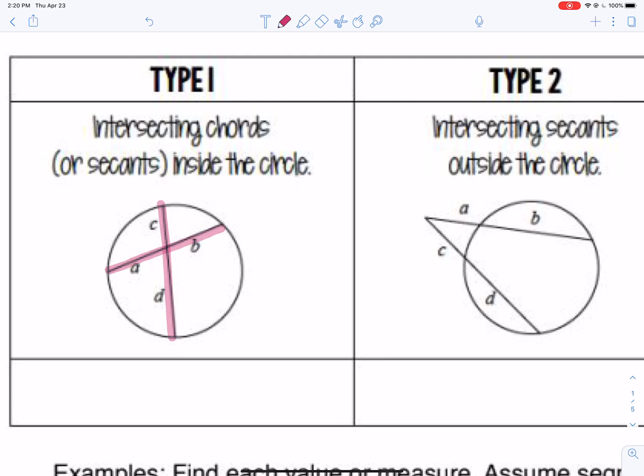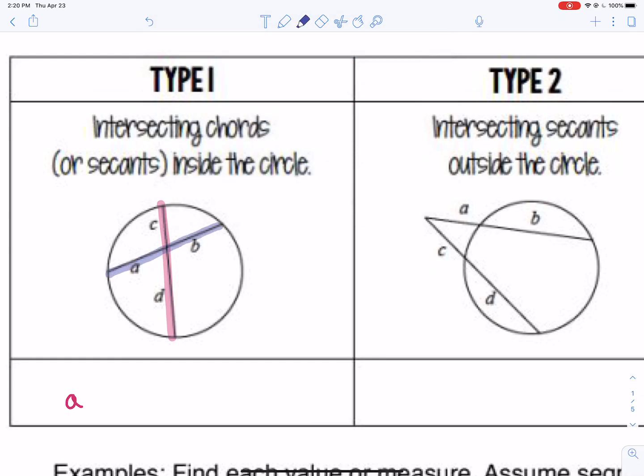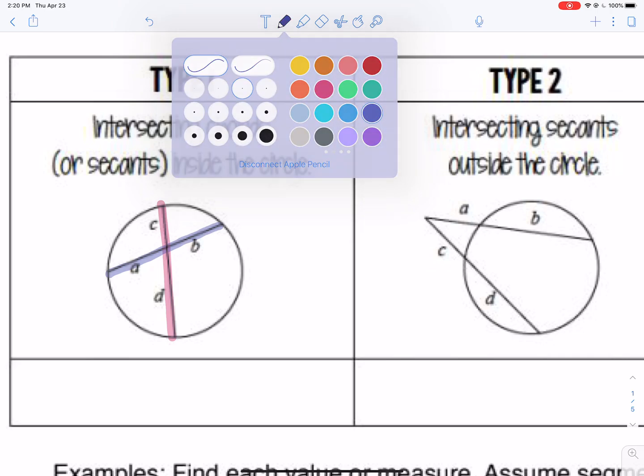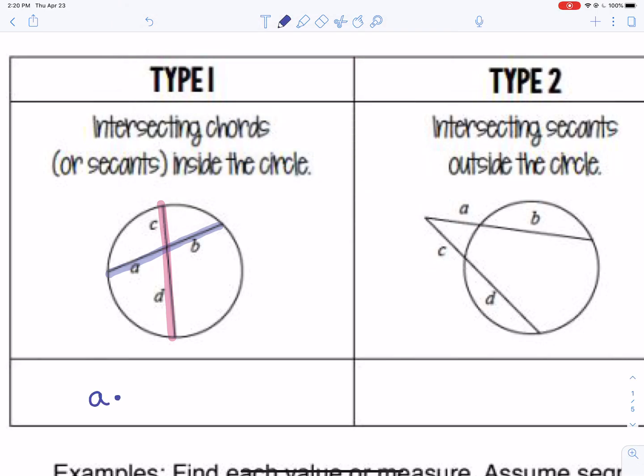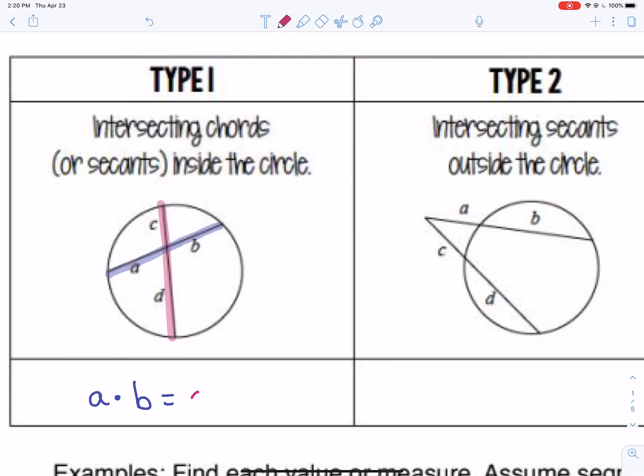The rule for this intersection is, on that same segment, let me color one of them with a different color to show you what I'm talking about. To figure out the length of a missing segment, we can say A times B. The two parts that are on that same chord are equal to the other two multiplied together. So A times B would equal C times D if you have two chords or two secants that intersect inside the circle.